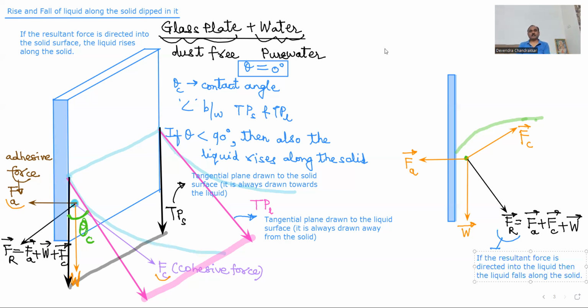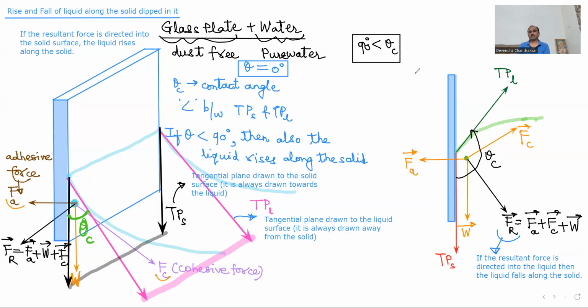Now let's draw the tangential plane to the liquid surface first. This is TPL. It is drawn away from the solid. And this is the tangential plane drawn to the solid surface. This is TPS and it is drawn into the liquid. Now check the angle between them. This is their contact angle theta C. You can see here that theta C is greater than 90 degrees. Yes or no? Yes, sir. Theta C is greater than 90, this is an obtuse angle.